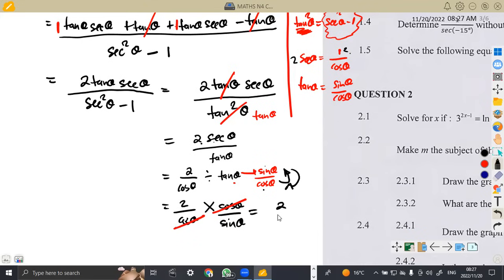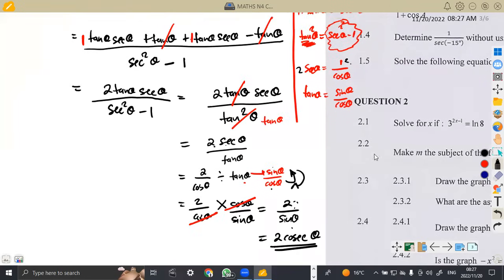That means we are going to remain with 2 over sine theta, knowing that 1 over sine is a cosec. So 2 over sine theta is 2 cosec theta. That was the simplest answer that we could have written.